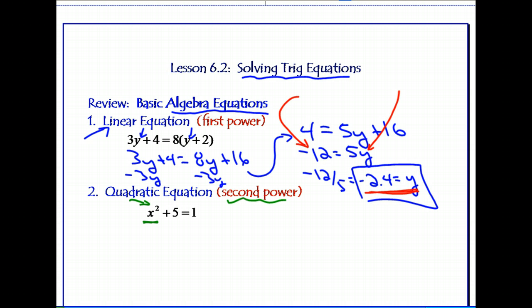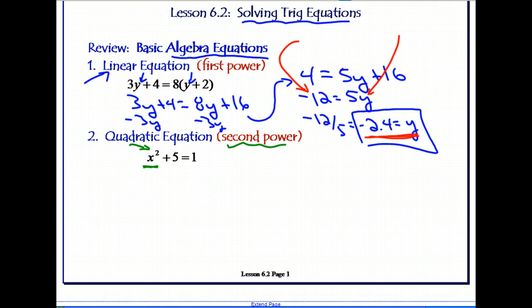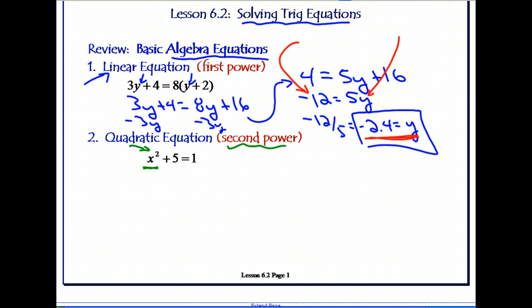When it's just an x squared, it's just like a linear equation. I'm going to subtract 5 from both sides. So I get the variable by itself, and I get x squared equals negative 4. And right now for trigonometry, we're using only real numbers. So you would look at this and say, how do you square a number and get negative 4? For real numbers, that's impossible. You can't do that. And so this one does not have an answer. It has plus 2i and minus 2i. But for real numbers, there's no solution.